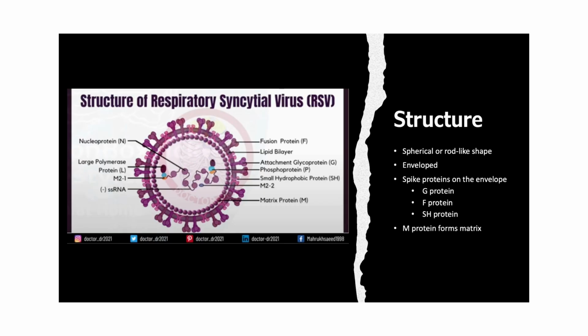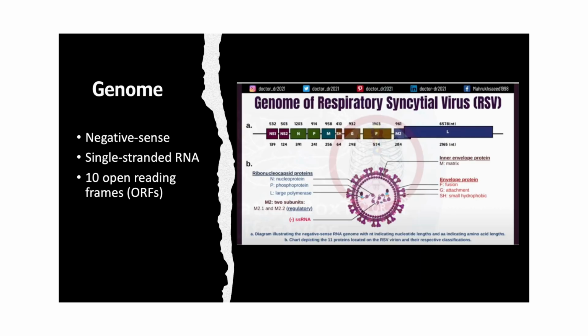Below the membrane, the M protein forms a matrix that links the envelope with the nucleocapsid that contains the genetic information. The genome of RSV is made up of negative-sense single-stranded RNA. It consists of 11 proteins in total and has 10 open reading frames, which are sequences of RNA that can be translated into a protein.